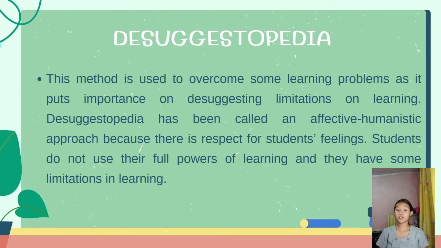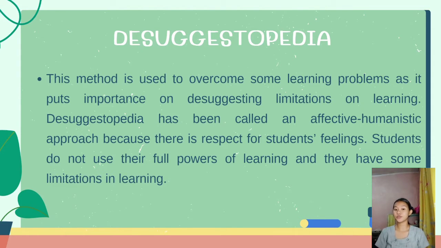Suggestopedia has been called an effective humanistic approach because there is respect for students' feelings. Students do not use their full powers of learning and they have some limitations in learning. These limitations have to be removed using teaching techniques which stimulate them to use their capacity for learning.